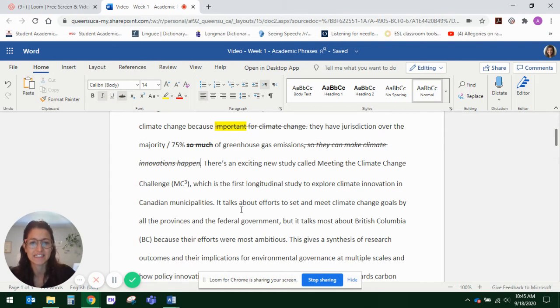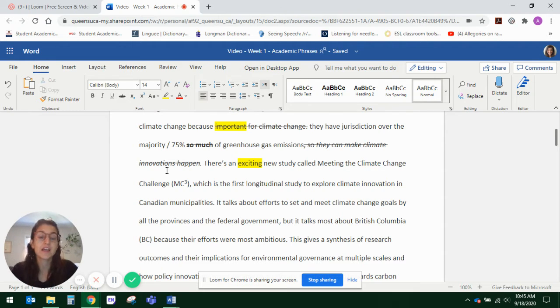If we look at the second sentence, we can apply somewhat similar logic. The second sentence reads, there's an exciting new study called the Climate Change Challenge, which is the first longitudinal study to explore climate innovation in Canadian municipalities. So once again, I take note of this term exciting. What is exciting about this study? Do I find it exciting? Would my reader find it exciting?